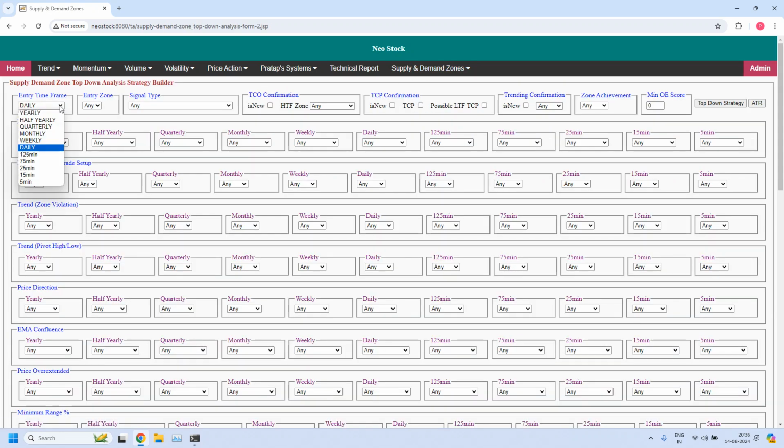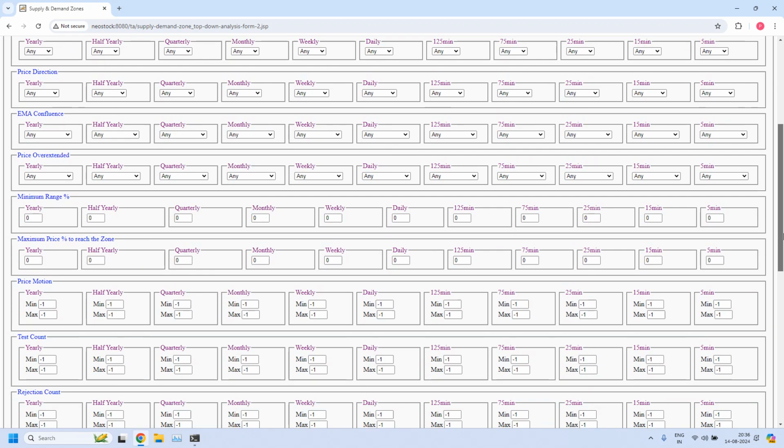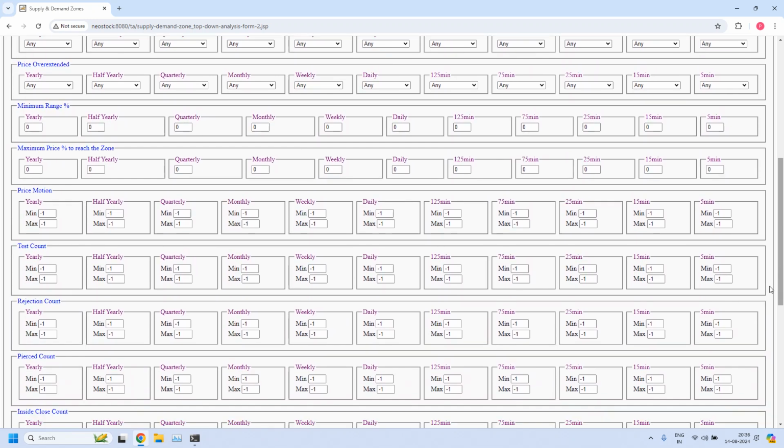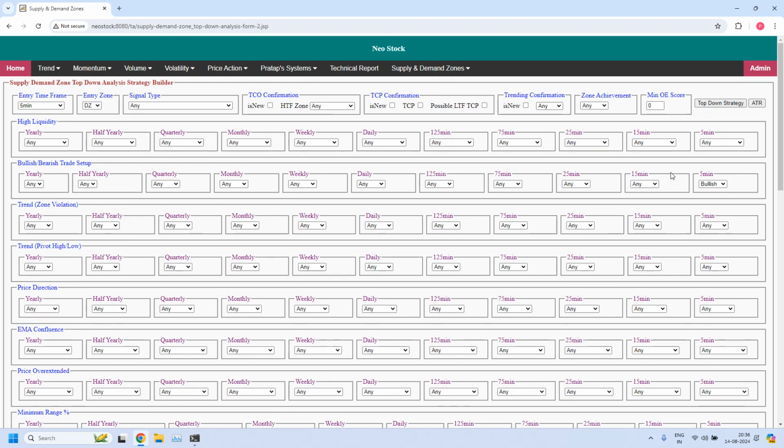First let's start with bullish trade setup. Hourly income trade entry time frame is 5 minutes, entry zone is demand zone. In bullish or bearish trade setup at 5 minutes time frame, I selected the value bullish. 5 minutes demand zone should not be pierced. So in the pierced count, 5 minutes time frame, minimum value I am setting 0, maximum value I am setting 0. Zone achievement is violated opposing zone, minimum order enhancer score is 12. All the 3 filters are applied to 5 minutes demand zone.